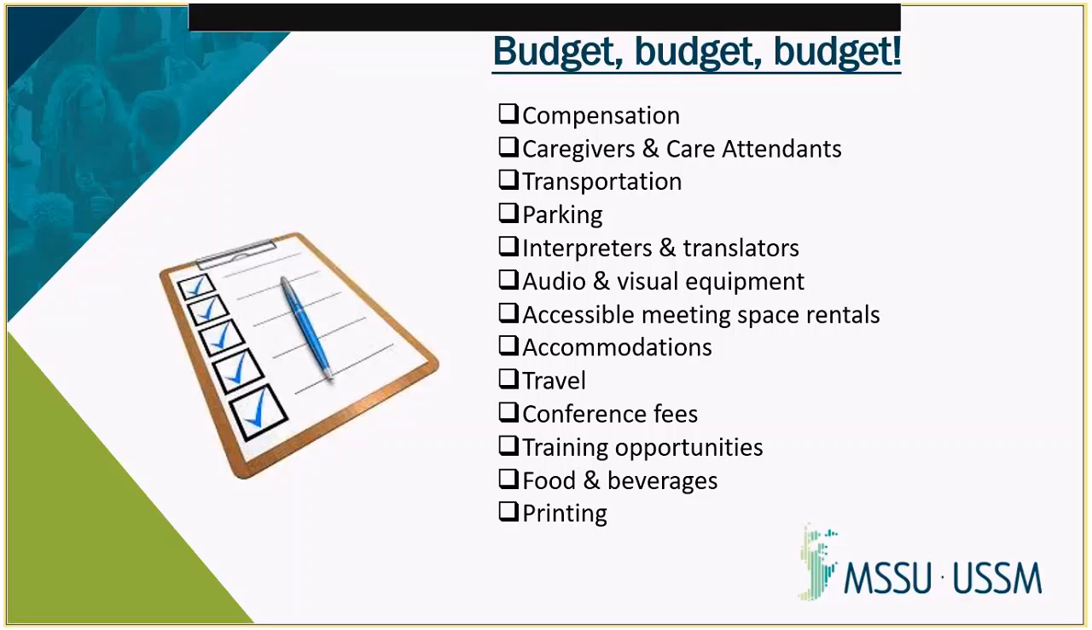Accommodations, travel, conference fees, training opportunities. Maybe they're going to be involved in data collection. Maybe they'll be sitting in on your focus groups and there's a great focus group training, but it's $250. Well, just making sure you have that available. Food and beverages, and then printing.